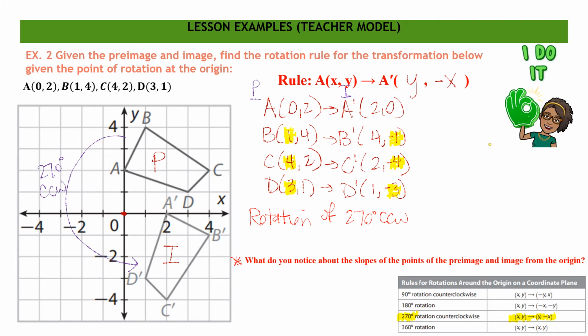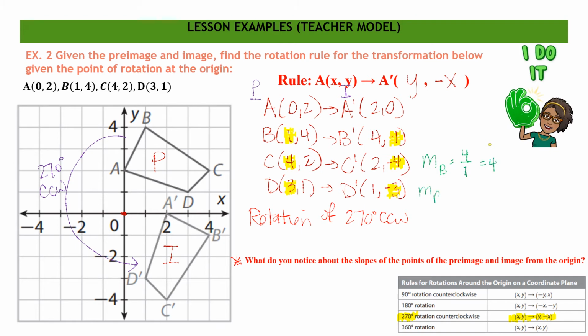Now let's look at our question again. What do you notice about the slopes of the points of the pre-image and image from the origin? So once again, if I look from the origin and I take one point from my pre-image and then look at the corresponding point in my image, let's see what happens with the slope. So let's first look at the slope of point B. So from the origin, remember slope is rise over run. So I'm rising 1, 2, 3, 4. So I have 4 over, and then I'm running to the right 1, so my slope is 4.